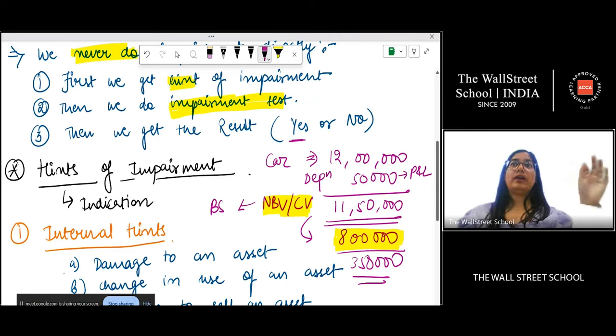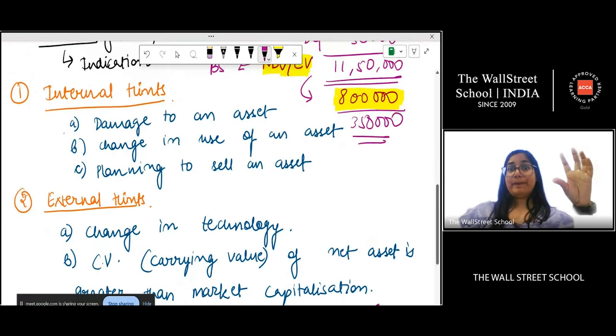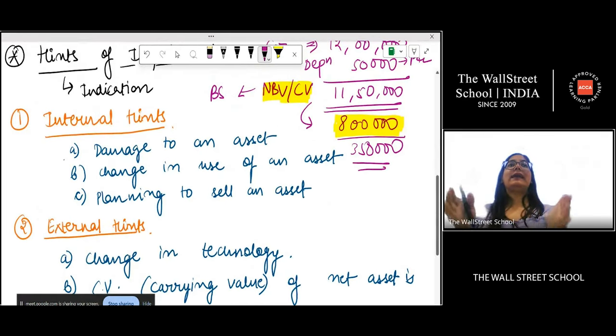But it is important as per the accounting standard that we do impairment testing whenever there is any indicator of impairment. So there can be two kinds of indicator. One is internal and one is external. Internal means that there was any circumstance that happened in our organization or related to us, because of which there is a possibility that the value of my asset has fallen down.